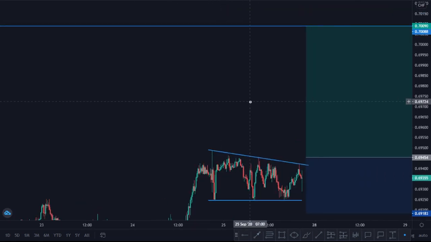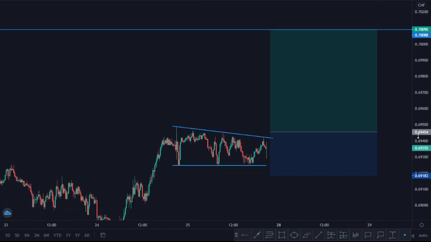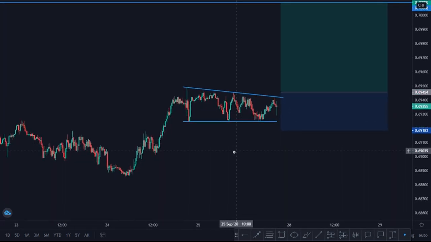Okay, so now you can see that clearly we are filtering the 15-minute time frame. And in the 15-minute time frame, you can see we have a first, second, third.